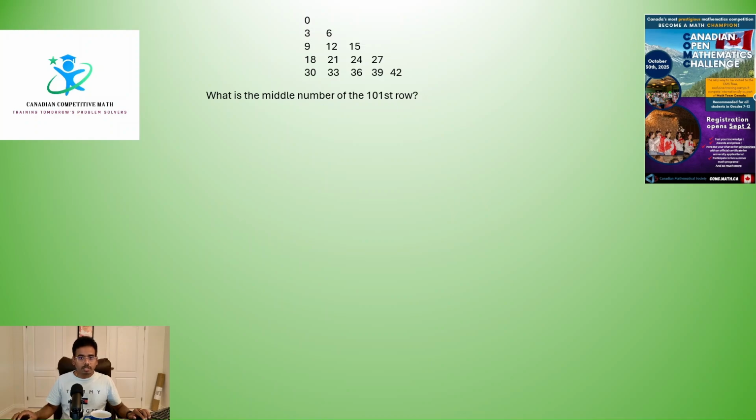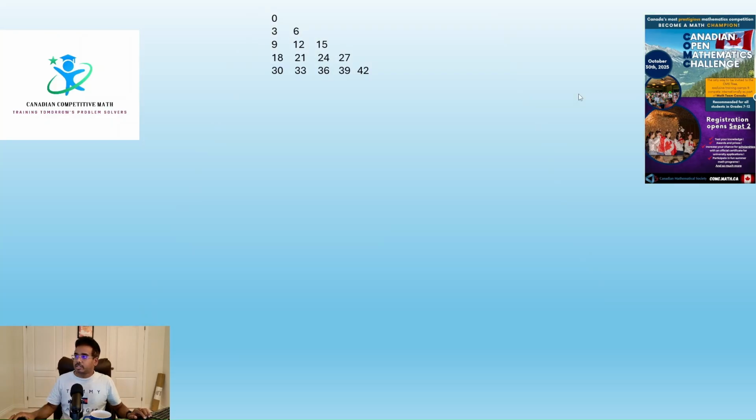Hope you have solved this problem on your own. So now we are going to walk through my solution and you can cross check what you have come up with. We start with the problem that we have. The question was, what is the middle number of the 101st row?